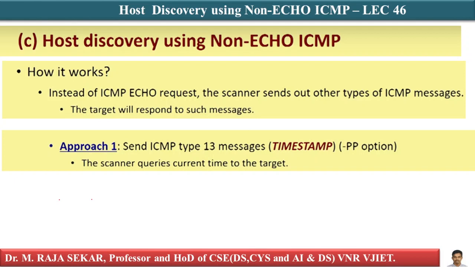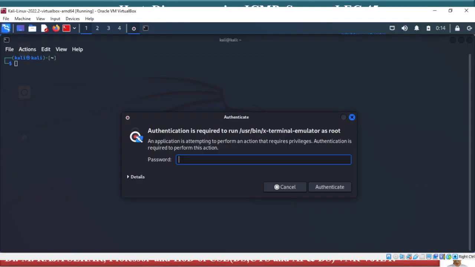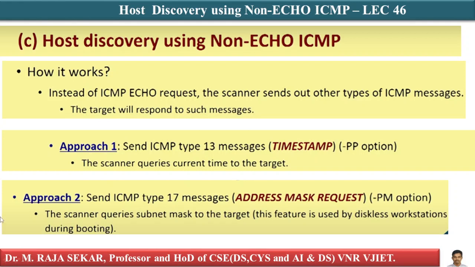Now in nmap, there is the -PP option. Just see, this is the -PP option, which specifies that this kind of ICMP is a timestamp request. So here essentially it means you are sending a request and asking for the current time from the machine. The machine will be sending back the time. Again, if you get back a response, you know that the machine is alive. Otherwise, it is not alive.